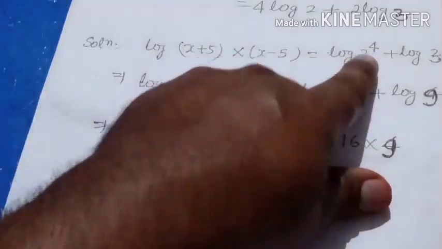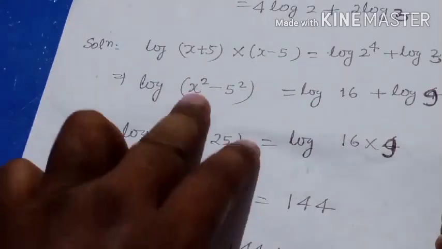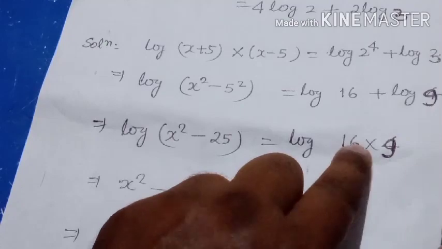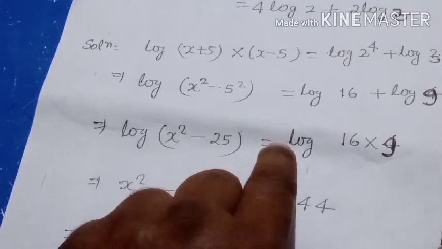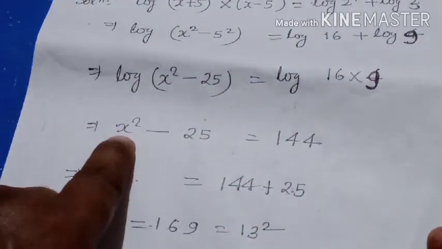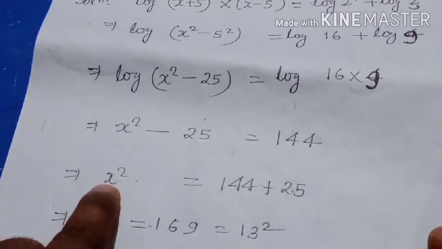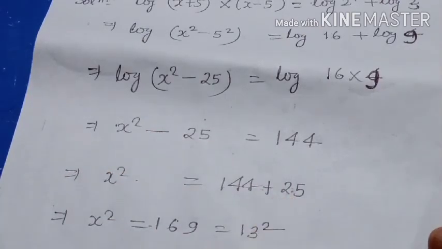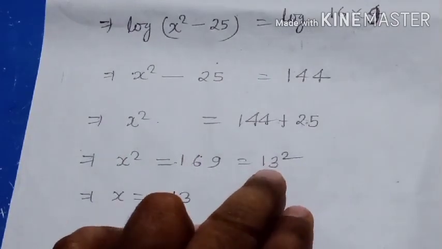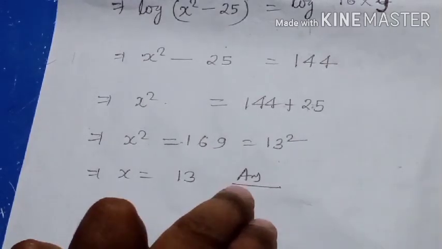It will be 2 to the power 4 is 16 and 3 to the power 2 is how much? 9. So it is log of x square minus 25, since 5 square is 25. Again addition is there, so we are going to multiply 16 by 9. So it becomes log of 16 into 9. So log and log we are going to neglect. So x square minus 25 will be equal to 16 times 9, which is 144. X square we want to get, so minus 25 will become plus 25 on the right hand side. So x square we are getting as 169. Already you know that 169 is equal to how much? 13 square. So x will come out as 13. That will be your answer.